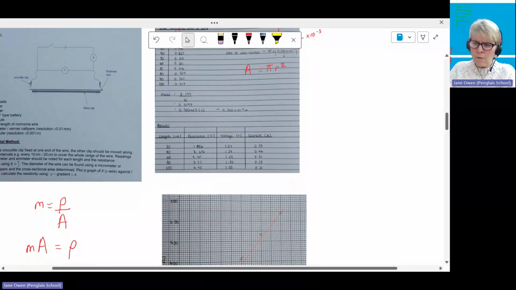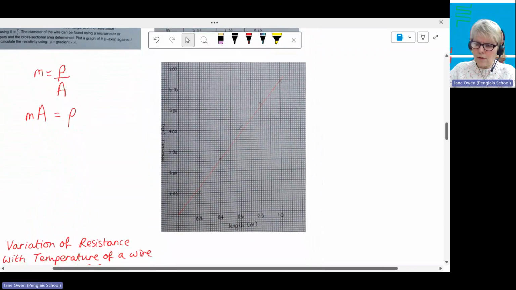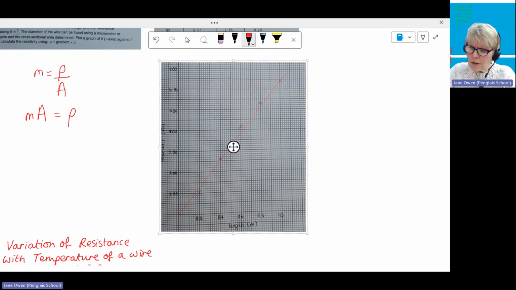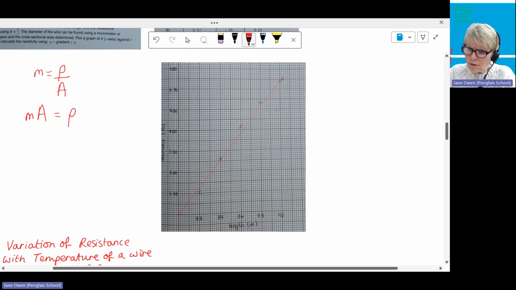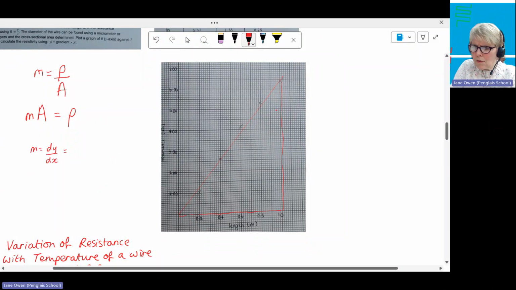Okay, so once we've got that area, we can get our gradient from the graph here. So if we just do a quick triangle, I'm just thinking, can I do the triangle? I'll come down from here. Use a ruler. You do use a ruler here. So the gradient m is dy by dx. Make sure you use a very big triangle.